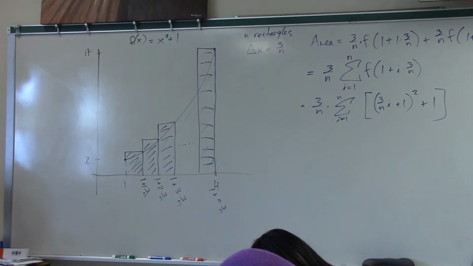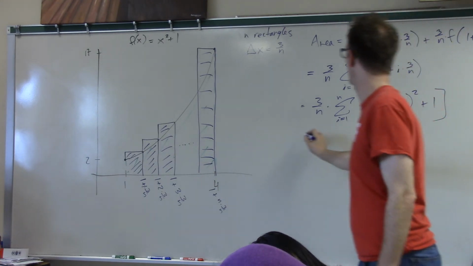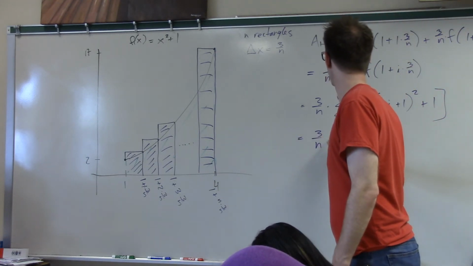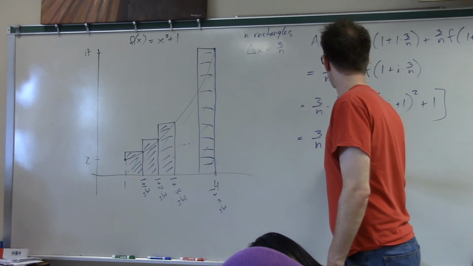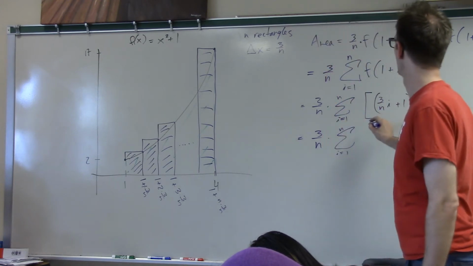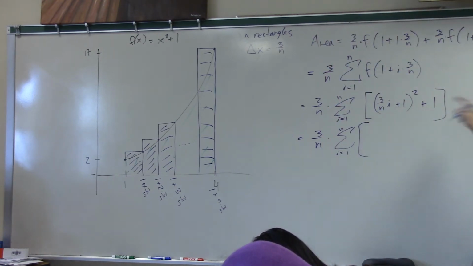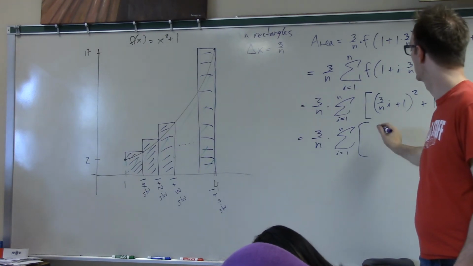So I have to use the actual function at a certain point. Okay, let's simplify this out. So this is 3 over n times... I think the strategy here should be to just expand inside these brackets. So we can all square a binomial, right?